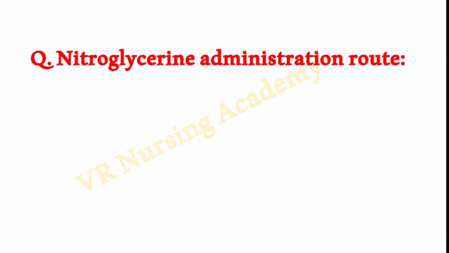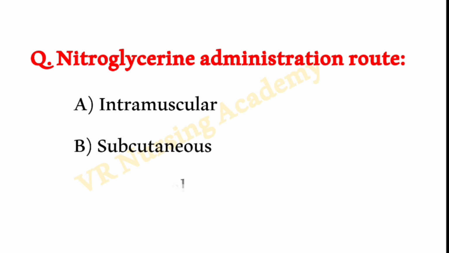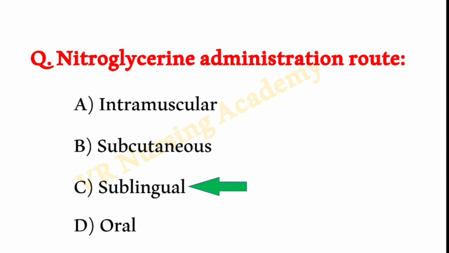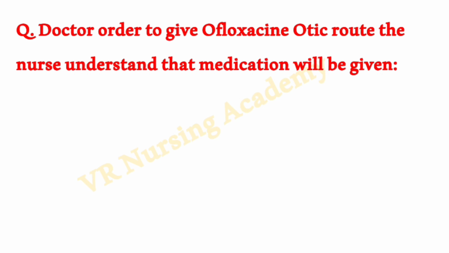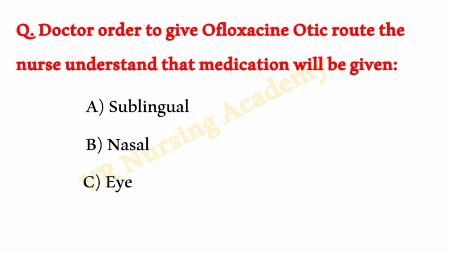Next question. Nitroglycerine administration route. Option A. Intramuscular, B. Subcutaneous, C. Sublingual, D. Oral. The correct answer is option C. Sublingual. Next question. Doctor ordered to give ofloxacin ear drops. The nurse understands that the medication will be given. Option A. Sublingual, B. Nasal, C. Eye, D. Ear. The correct answer is option D. Ear.